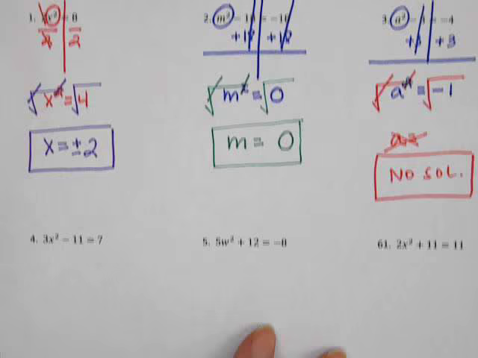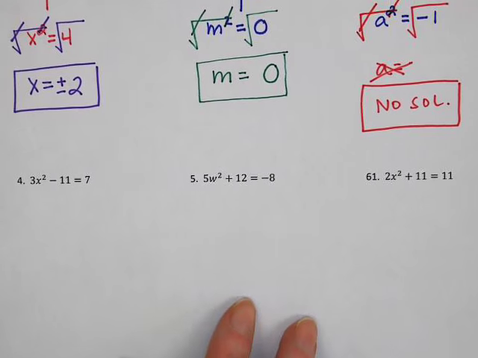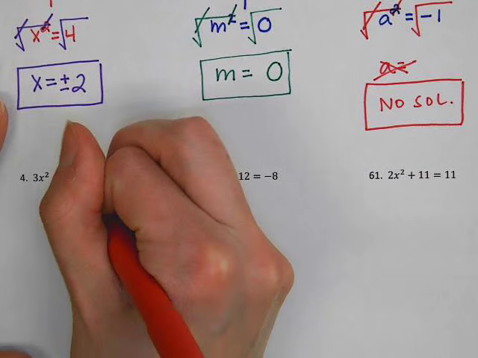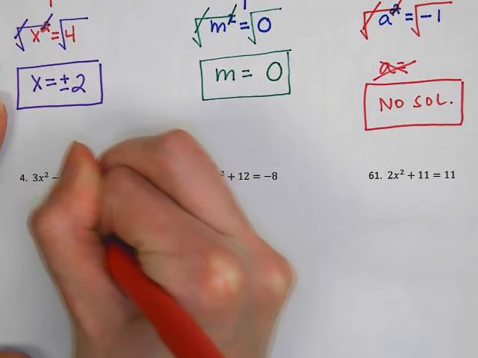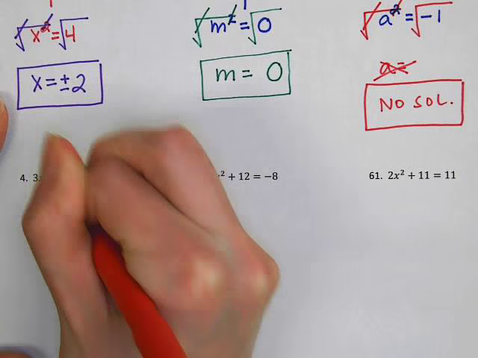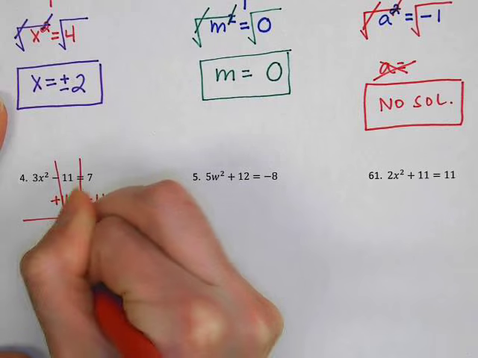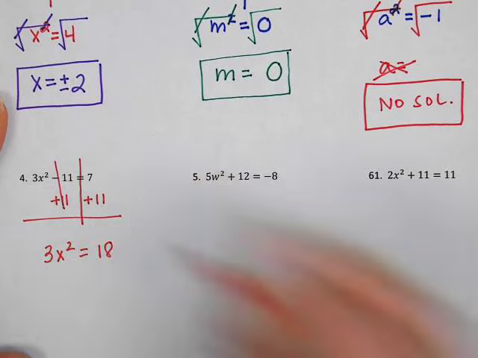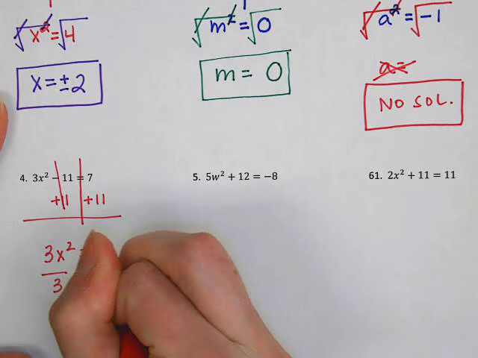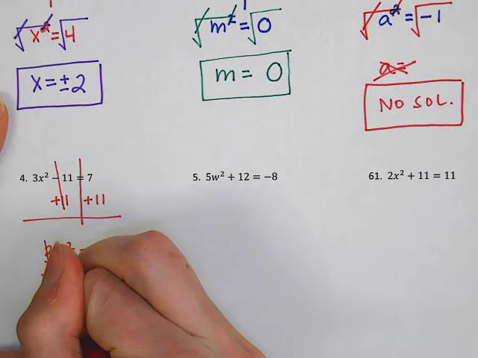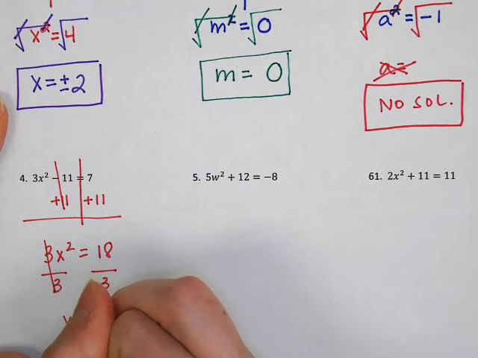All right, down to the bottom. I'm going to kind of breeze through these a little bit. So on this one, we're going to add 11 to both sides. We get 3x squared equals 18. Divide by 3, divide by 3. We get x squared equals 6.